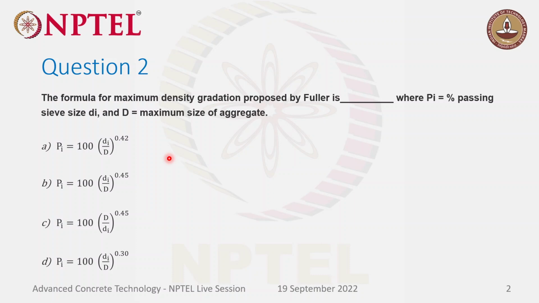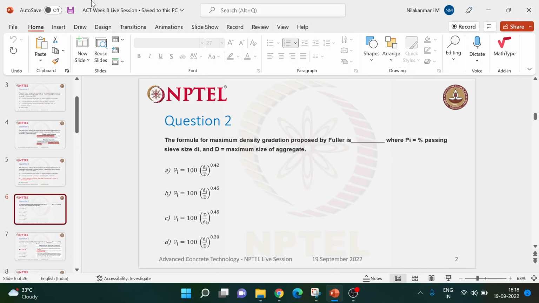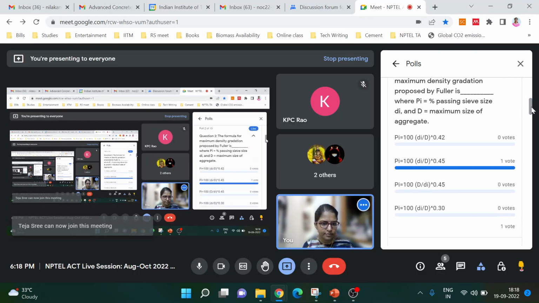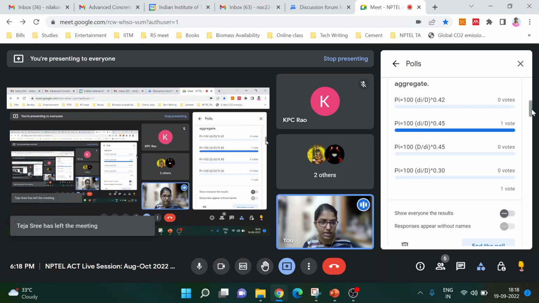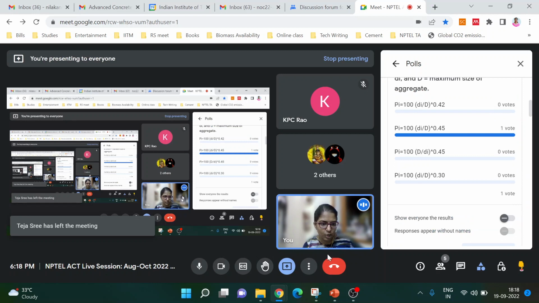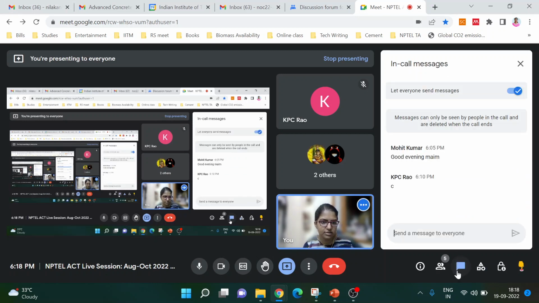Time is up. Has everyone given the answer? Okay, let me stop sharing the screen. Okay, only one person has given the answer. So what about chat box? Oh, no one has responded here. There are around 4 people in the class and only 1 out of 4 has given the answer.